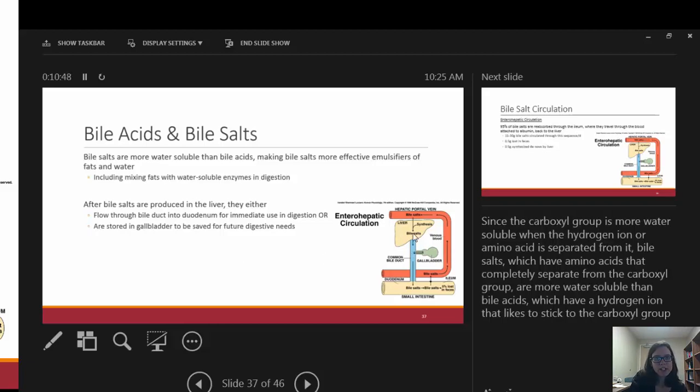So after the bile salts are produced in the liver, they flow from the bile duct into the first part of our small intestine, the duodenum, for immediate use in digestion for micelle formation, or they're stored in the gallbladder to be saved for future digestive needs.